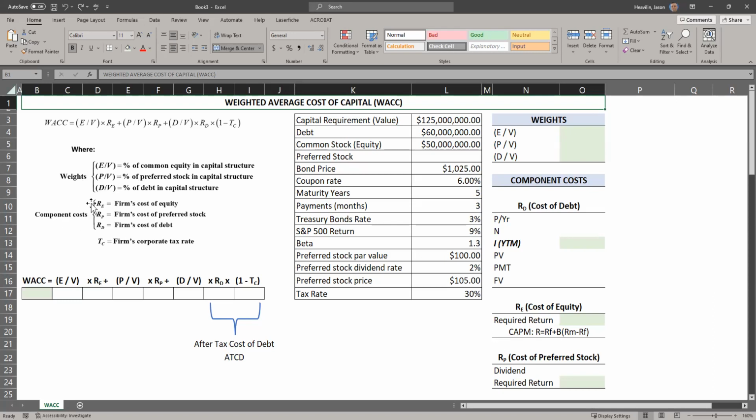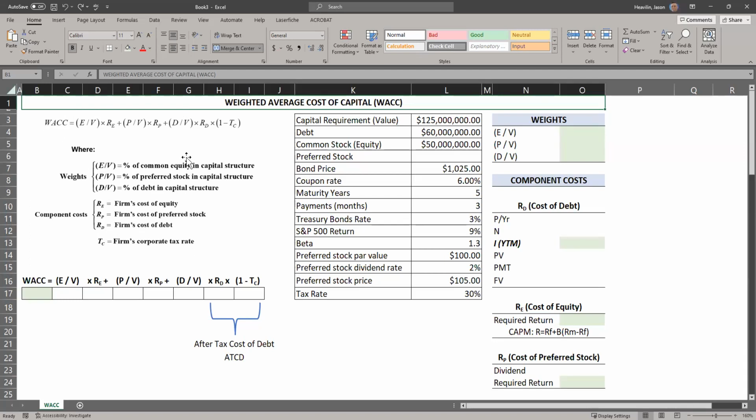Then we have the component costs. RE represents the firm's cost of equity. RP represents the firm's cost of preferred stock. And RD represents the firm's cost of debt. These are going to be the rates. So they're going to be expressed as a percentage, just like these here, but these are weights and these are rates. Weights versus rates. And we'll go over these as we calculate them. And TC is just defining the firm's corporate tax rate. So what we want to do is solve these numbers so we can punch them in the formula and then get the weighted average cost of capital.